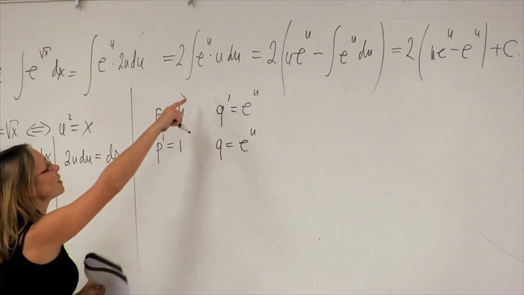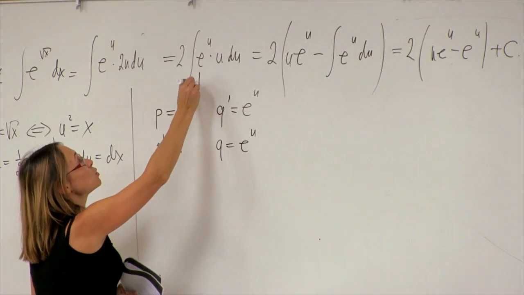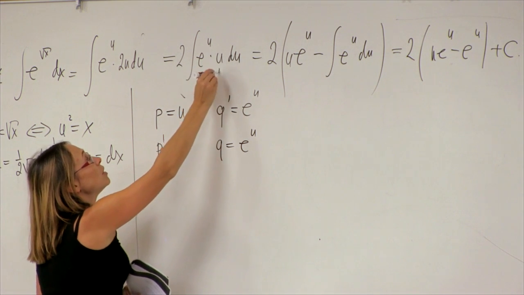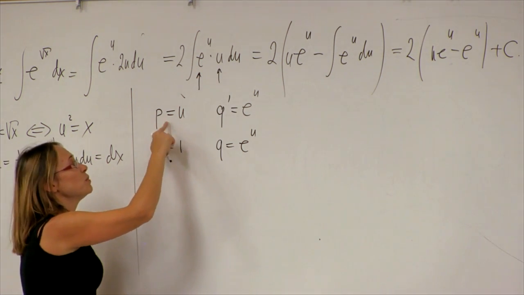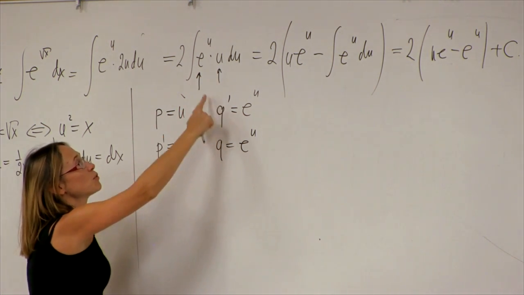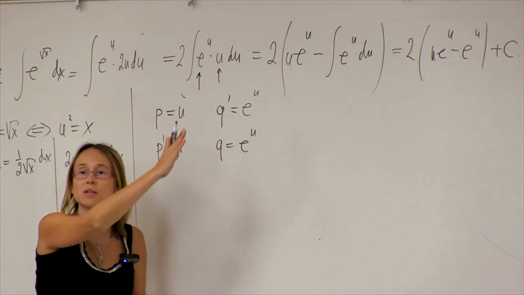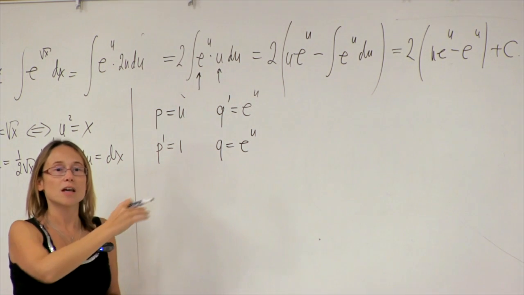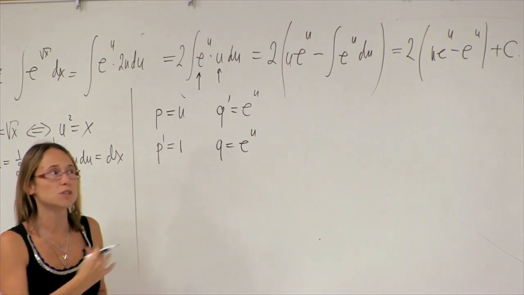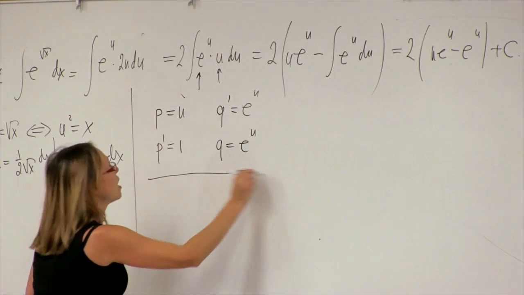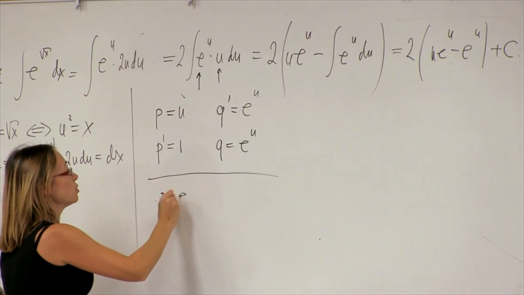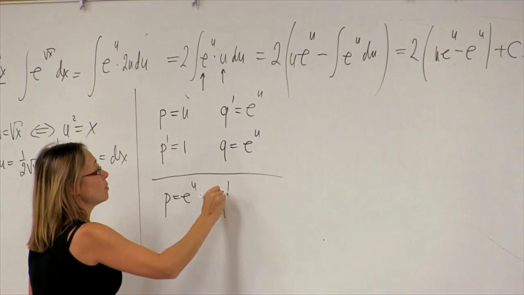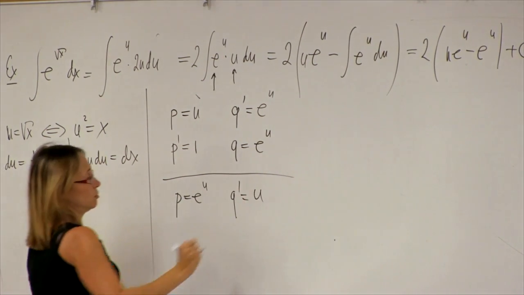So see here, I have two functions, e to the u and u. Okay, and I said my function p is going to be this one, and my derivative is going to be the other one. And then everything worked like magic. Now let's suppose that I'm confused and I got this wrong. So what would I do? I would say p, what's the other possible choice? P is e to the u, right? And q prime is u.